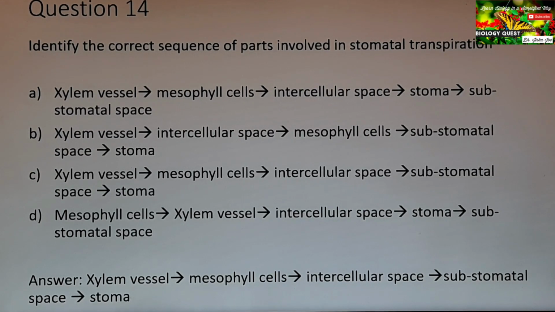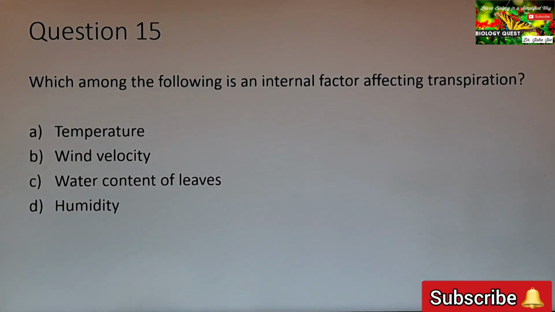I hope you have got an idea of how to answer such questions. Now moving on to the last question of this session, question number 15. Which among the following is an internal factor affecting transpiration? The options are temperature, wind velocity, water content of leaf, and humidity. Which is an internal factor? Option C is the correct answer, water content of leaves.